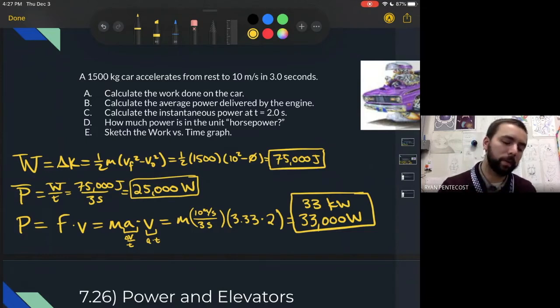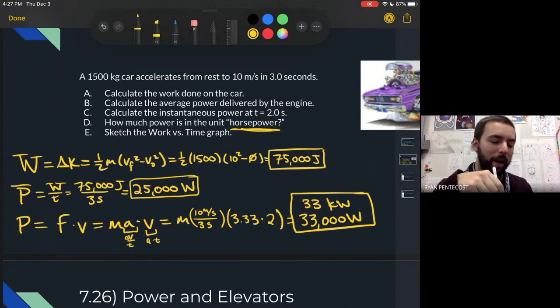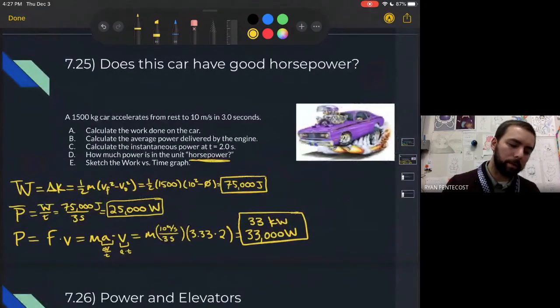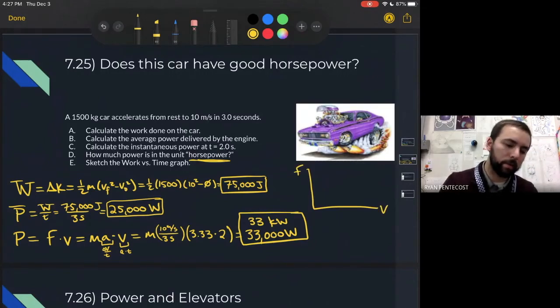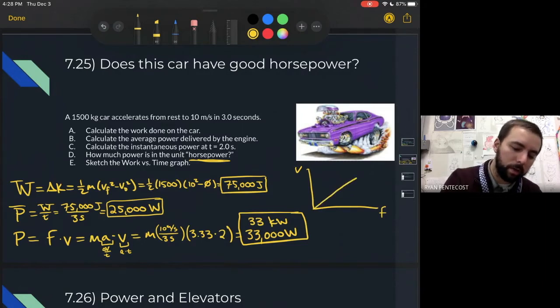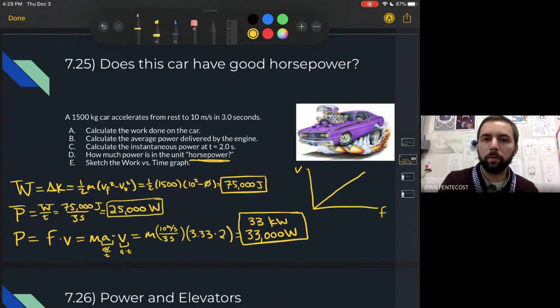Goodness, it says horsepower right there, reading ahead. Why is our instantaneous power so much bigger than our average power? Well, if we look at power, if power is force times velocity, actually it'd be more accurate to say velocity and force. If our velocity is starting to increase, it takes more force to travel at that faster velocity. So as that goes, our power here is going to be increasing.